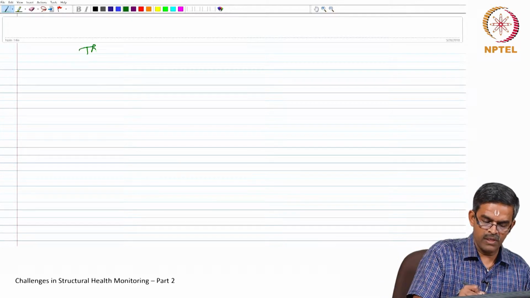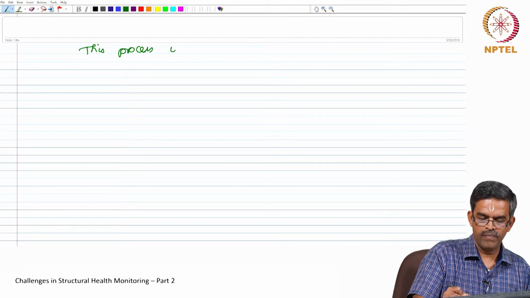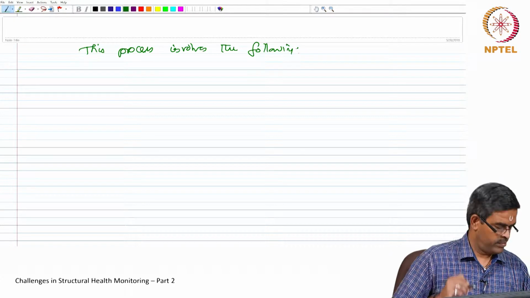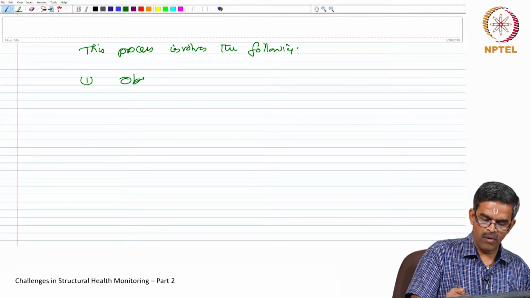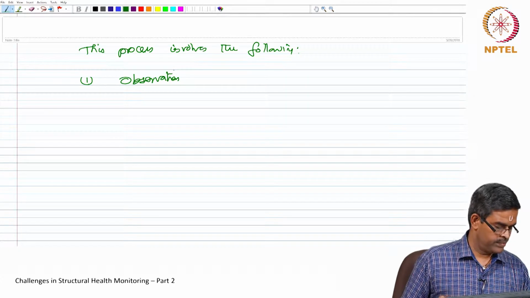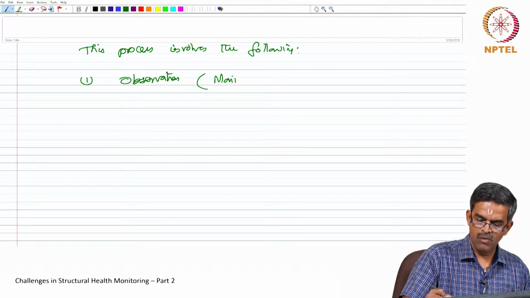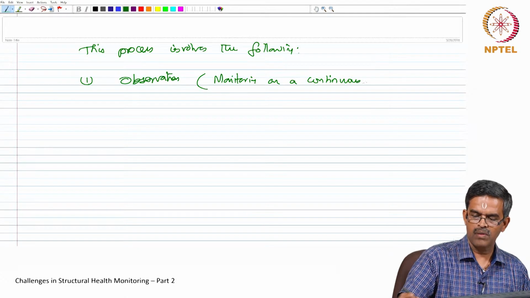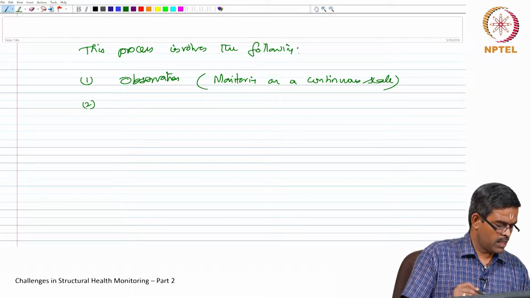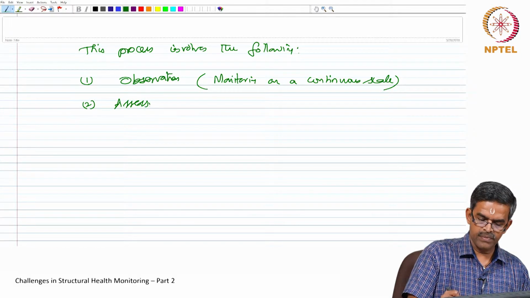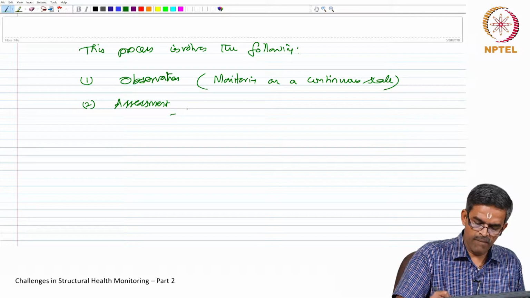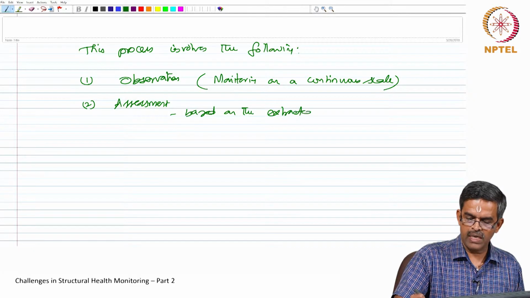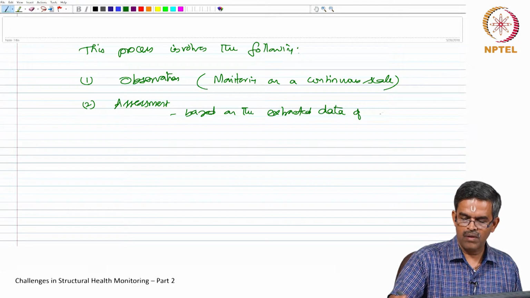This process involves the following: one, observation, which is otherwise called as monitoring on a continuous scale. Second is assessment, which is based on the extracted data of damage scenarios.